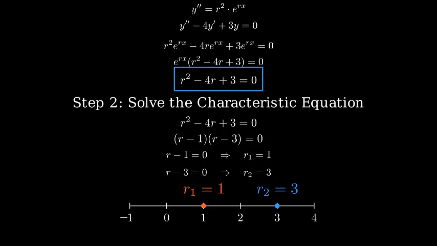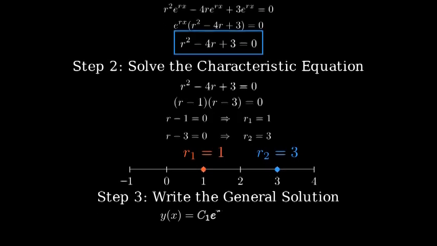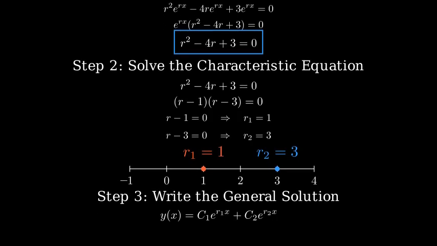For step 3, we write the general solution using our roots. For a second-order linear homogeneous differential equation with distinct real roots r1 and r2, the general solution has the form y = c1 e^(r1 x) + c2 e^(r2 x), where c1 and c2 are arbitrary constants. Substituting our roots, r1 = 1 and r2 = 3, we get the general solution y(x) = c1 e^x + c2 e^(3x).